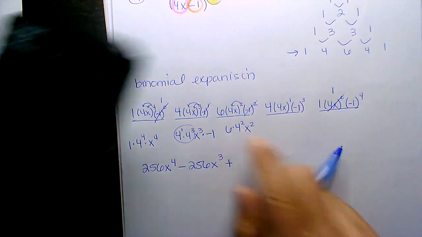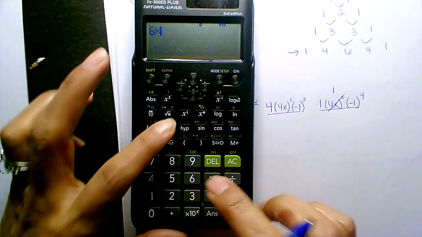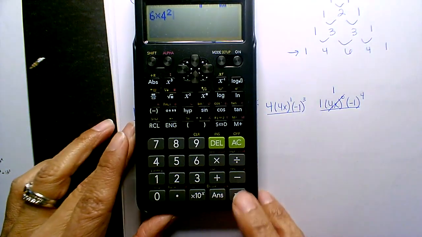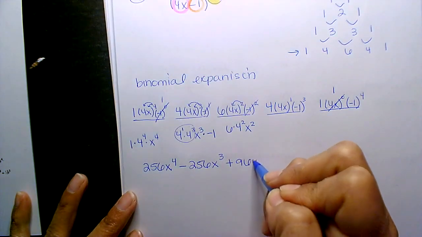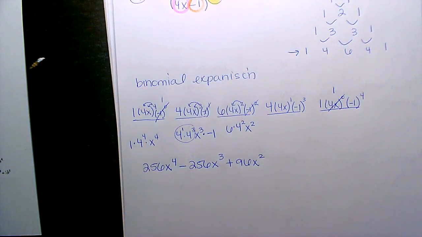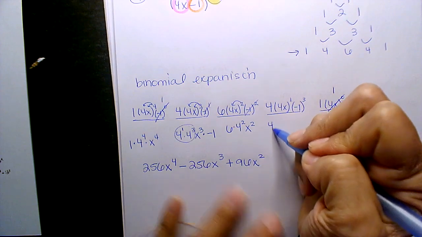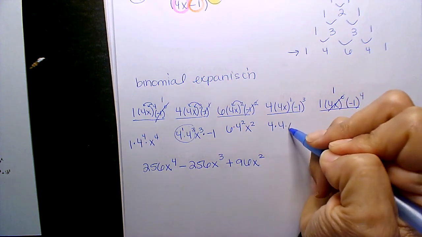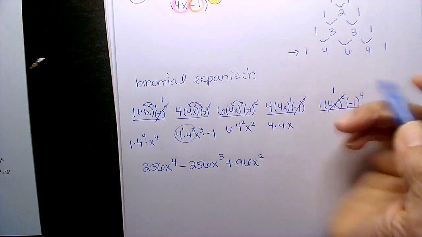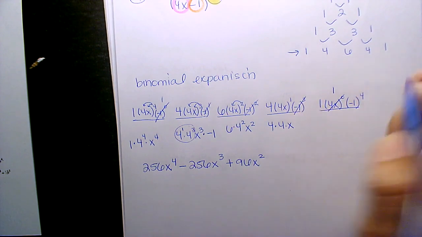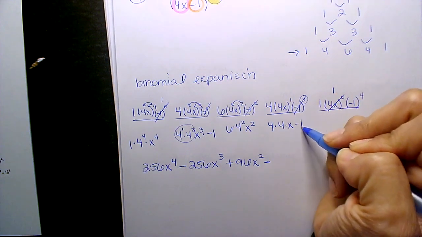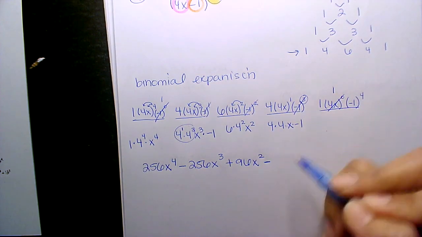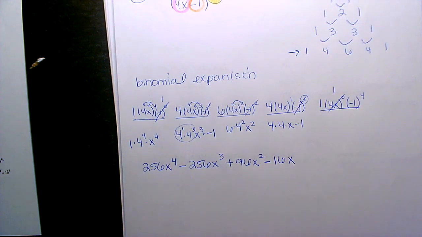Okay, so what is 6 times 4 squared? Is 96x squared. Keep going. Okay, so then 4x times negative 1 to the third power, that's an odd exponent, so it's going to be negative, right? It's going to be a negative 1. And 4 times 4 is 16x.